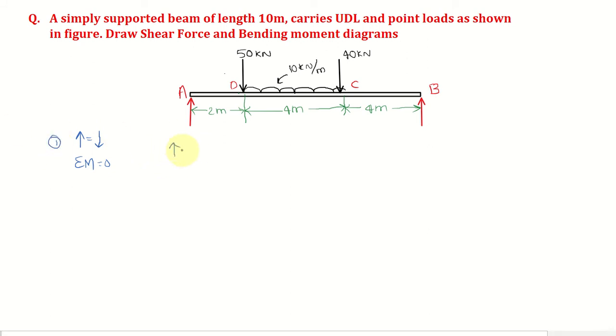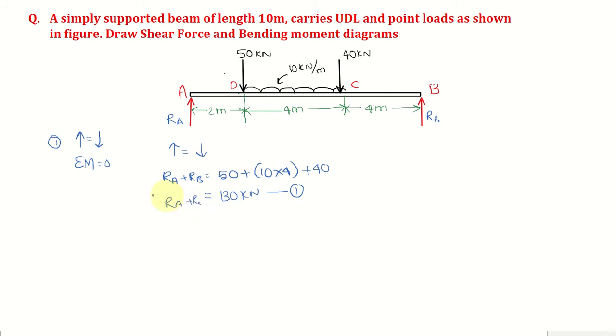So all the upward forces are equal to downward forces. Here we have two supports, so they are showing the reactions like this. Reaction A at support A, reaction B at support B. So these two are acting upwards. So RA plus RB is equal to, these are the downward forces, 50 plus, and this is 10 into 4, and this is 40. So total, that is 130 kilonewton. Take it as equation number 1. RA plus RB is equal to 130 kilonewton.